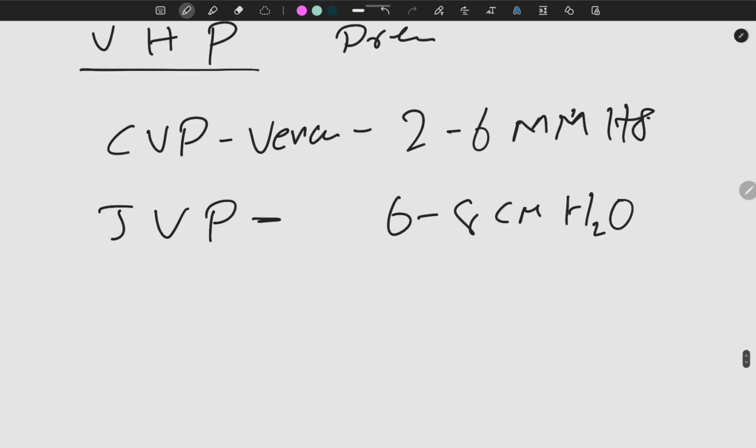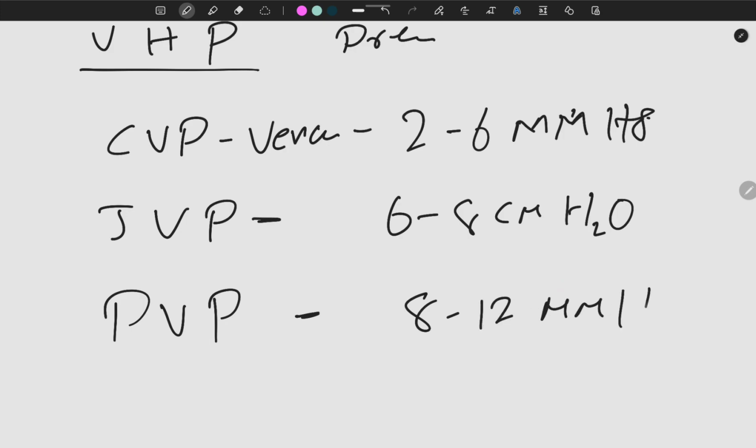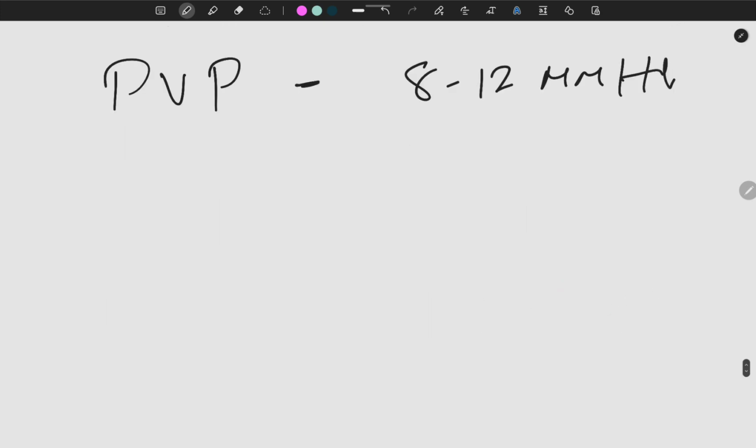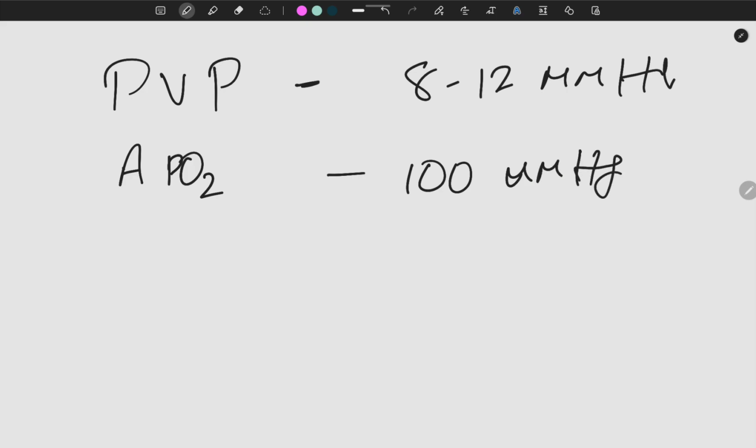And the next one is the portal vein pressure. Portal vein pressure is 8 to 12 mm of Hg. So the next one is the arterial partial O2 pressure, that is 100 mm of Hg.